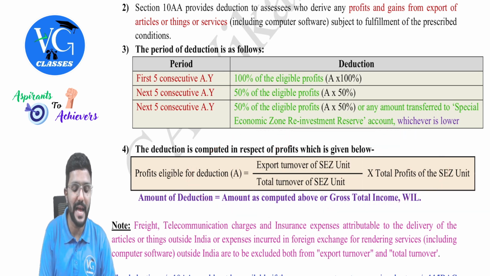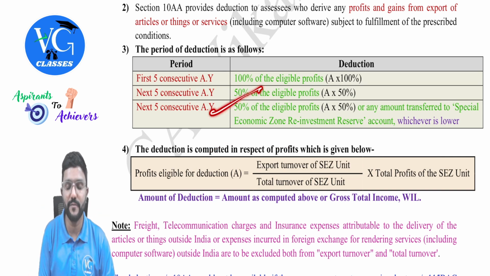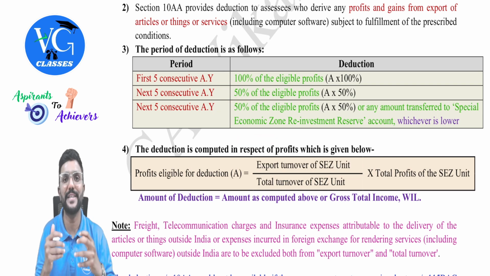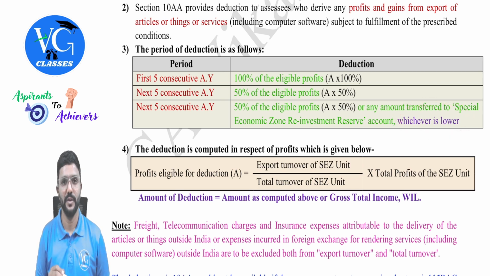And for the last 5 years, that is from 11th to 15th year, 50% of the eligible profit or any amount transferred to special economic zone reinvestment reserve, whichever is lower, is allowed as deduction. And in the last 5 years, whatever amount is transferred to the special economic zone reinvestment reserve has to be used to purchase new plant and machinery within 3 years.